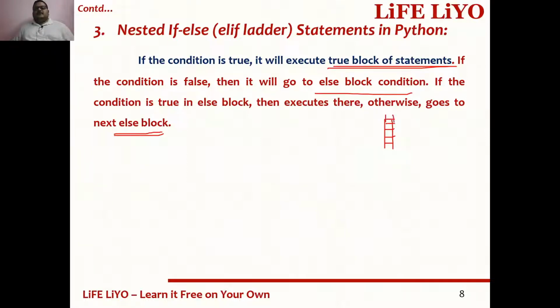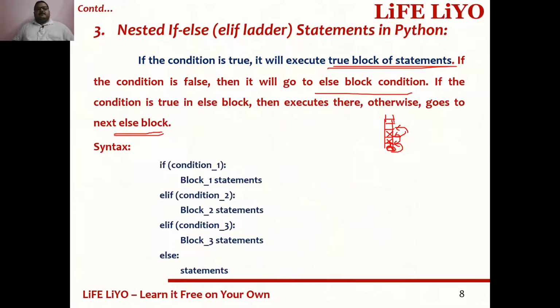So it first verifies this one. If the condition is true, these things will be executed. If it is false, it goes to here. If this condition is true, it executes this one. If it is also false, it moves to here and checks another condition. If it is false, it moves to another. Like this, it moves until the else block comes. If no conditions are satisfied, simply the else block statements will be executed.